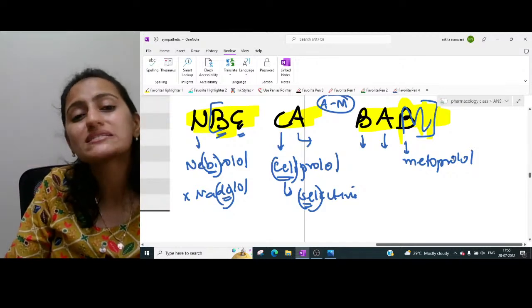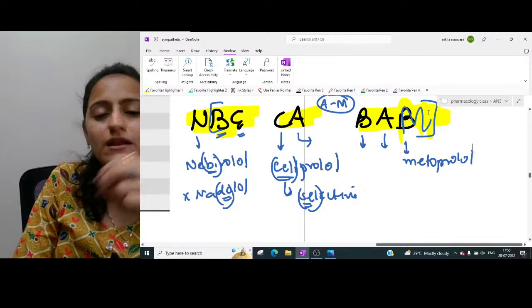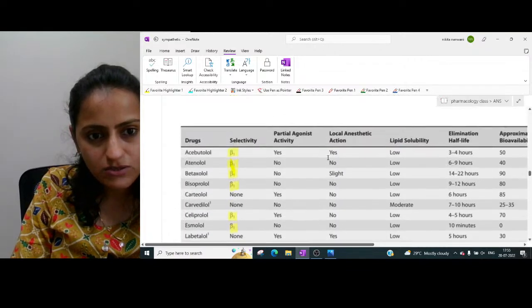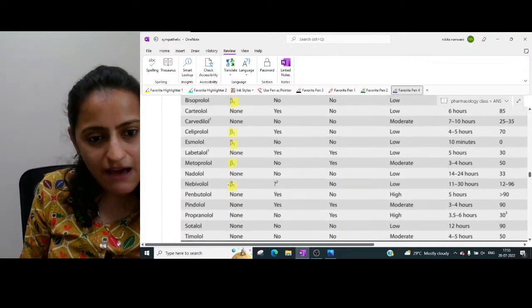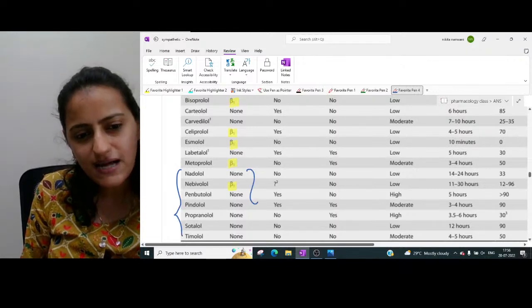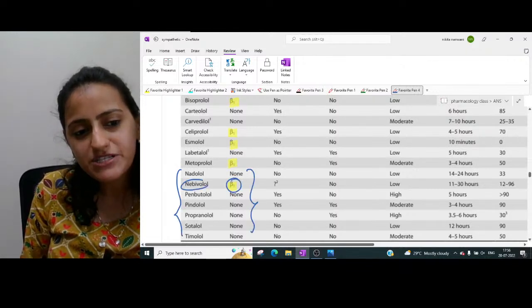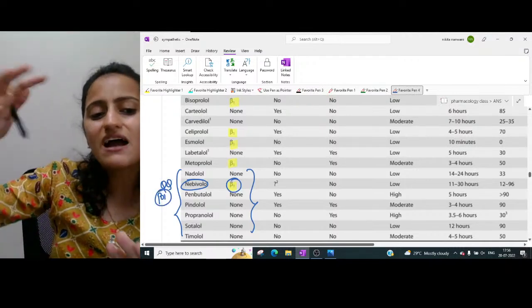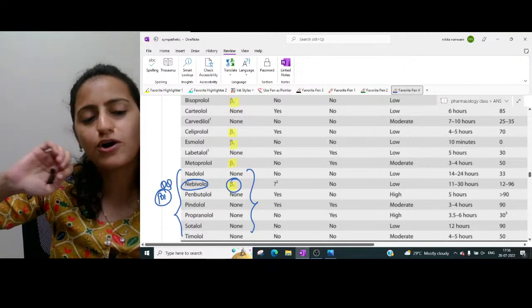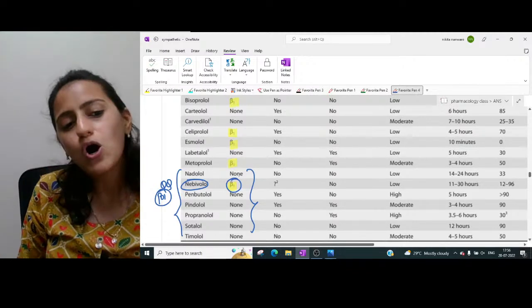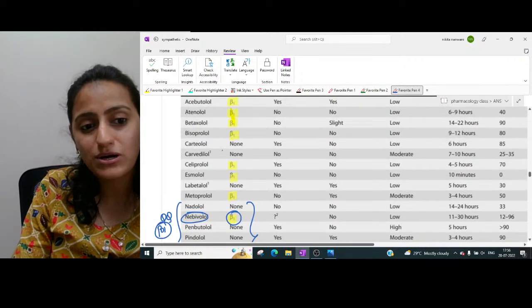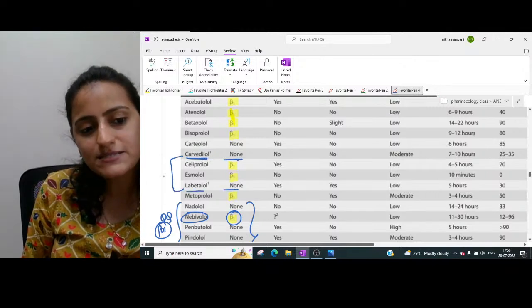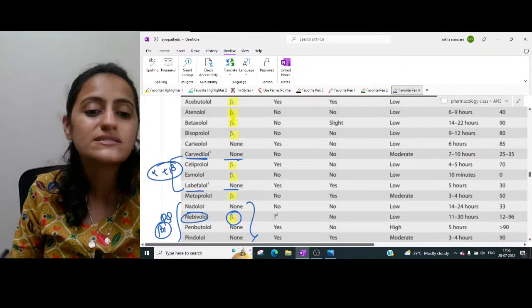So remember, timolol is non-selective. Propranolol, pindolol, all of these we will see when we look at the list. Look at the selectivity. After M, all these drugs are non-selective except nebivolol. Remember, nebivolol is beta 1. The rest after M, nadolol, penbutolol, pindolol, propranolol, sotalol, timolol, all of them are non-selective. In A to M, carvedilol and labetalol are the ones which are alpha plus beta both. Labetalol is alpha plus beta.